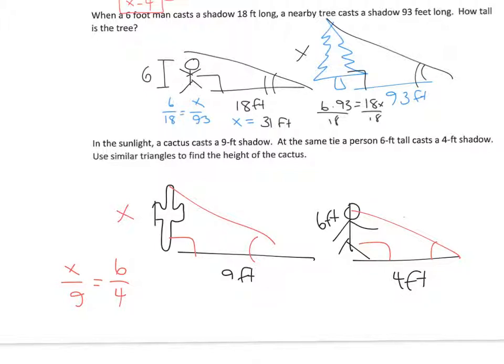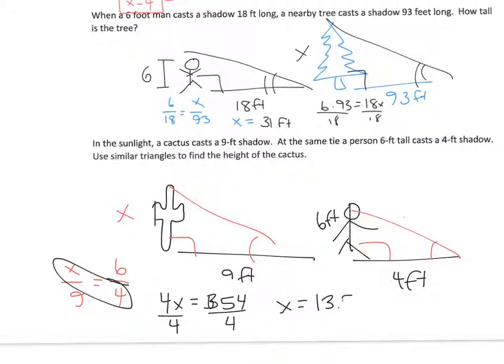So this is indirect measurement right now. I'm not actually measuring the height of the cactus, but I'm using similar triangles. So it's going to be 4x equals 54. Divide both sides by 4. x equals 54 divided by 4, which is 13.5 feet.